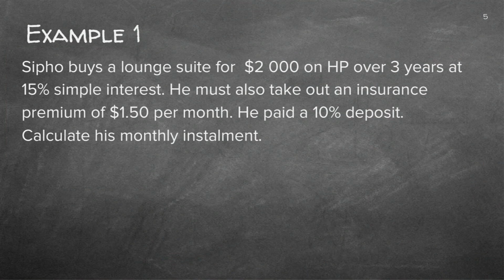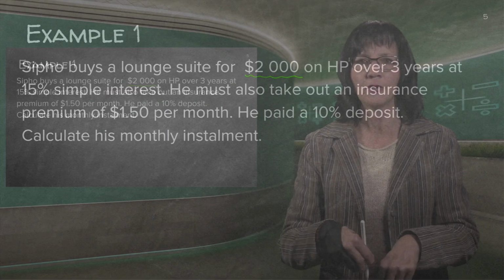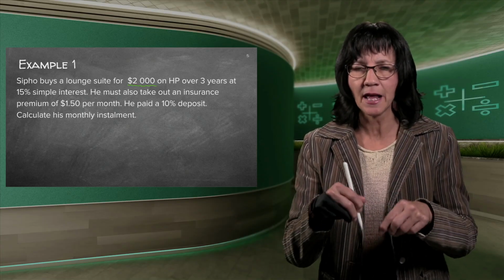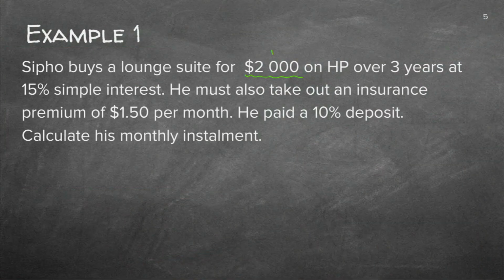Now, you've got a friend in America, and that friend wants to buy a lounge suite, and they haven't ever done finance at school. So they're asking your advice. So this is a problem in dollars. So let's just see. Sipu buys a lounge suite for $2,000. Now, let's stop. He buys it now for $2,000, presently, at the present. So you agree with me? That's the P amount on hire purchase.